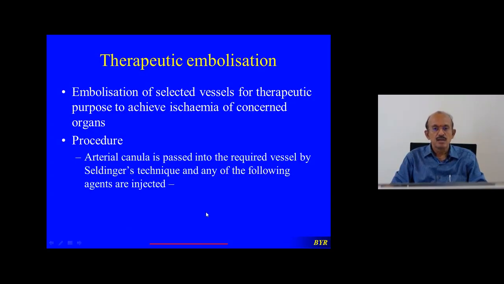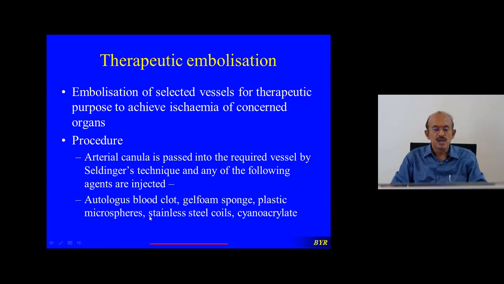Procedure: an arterial cannula is passed into the required vessel by Seldinger's technique, and any of the following agents are injected, like blood clot, gel foam sponge, plastic microspheres, stainless steel coils, cyanoacrylate glue. So when you inject these things there, the particular vessel gets blocked. This is called therapeutic embolization.